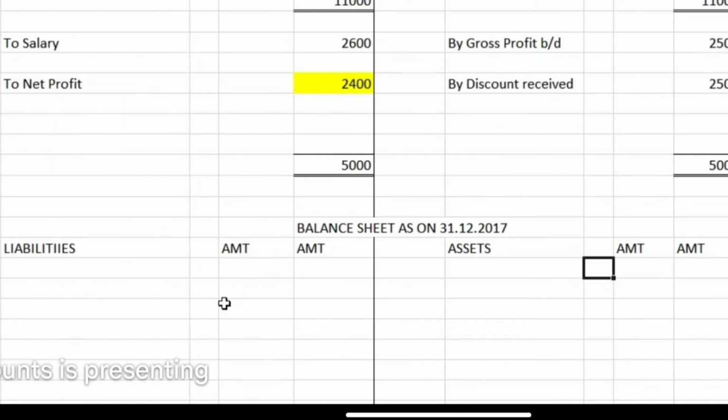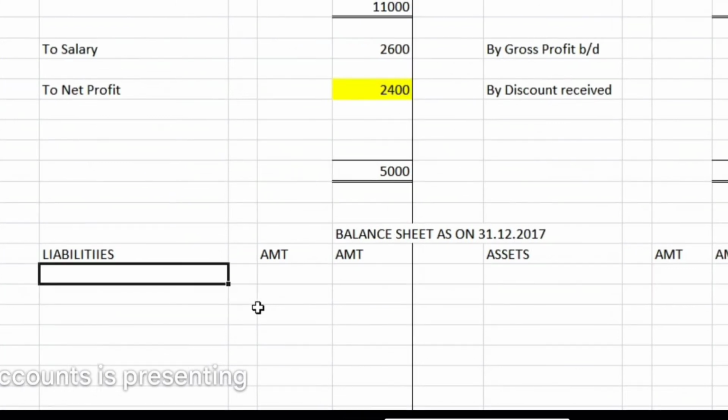Next, let's start with the balance sheet. So when you start with the balance sheet, the debit side you'll write as liabilities and the credit side as assets, and get ready with the format. First thing, when you start with the liability side of the balance sheet, you always start with capital and finish it off because that has a particular format which you have to follow. So capital, and in this sum we have got a net profit.